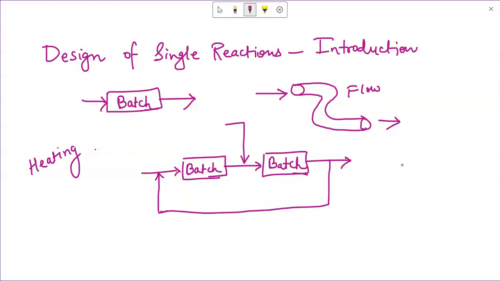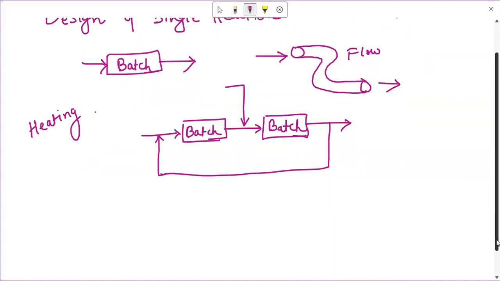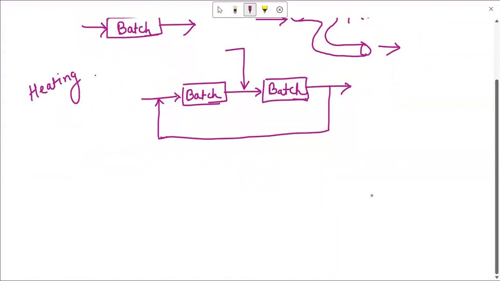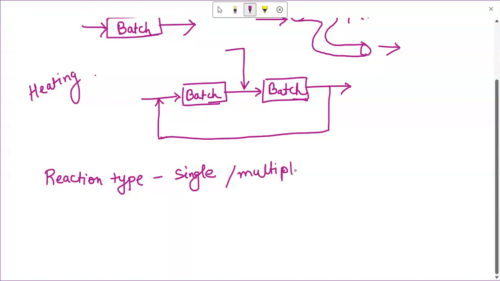Now, which scheme should we consider for a given case? To answer that question, we have to consider different factors. Now, what are these factors? One is your reaction type. Since I have already said in the title of this video that I'm going to talk about single reactions, for the sake of single reactions, we are going to go on ahead. But in a general case, there may be multiple reactions involved. So that is one case.